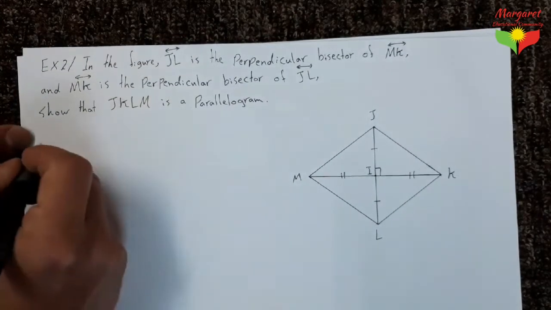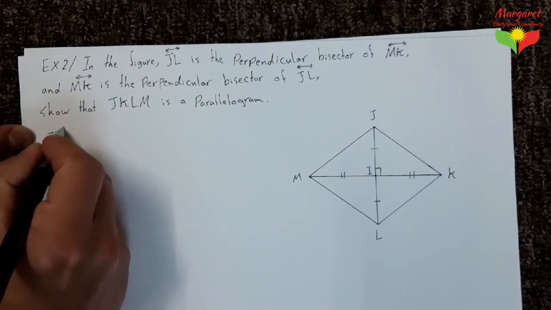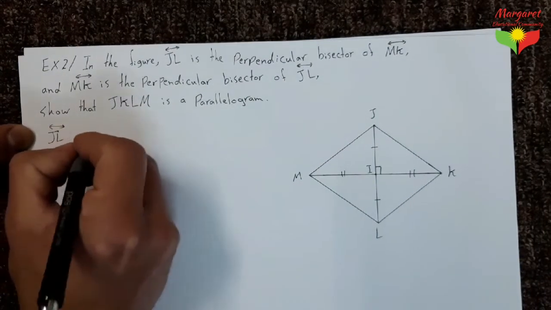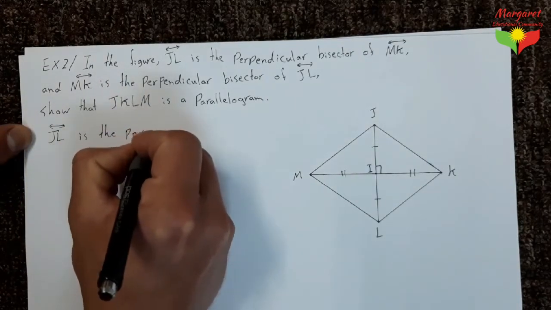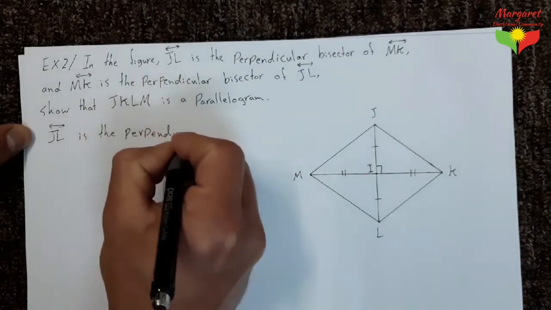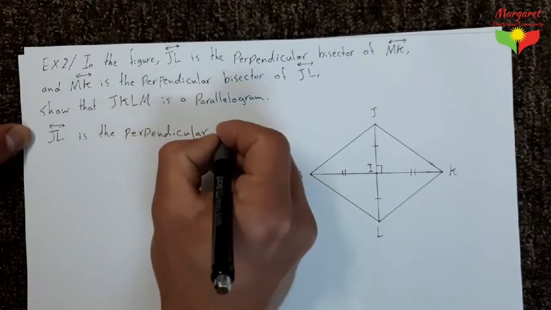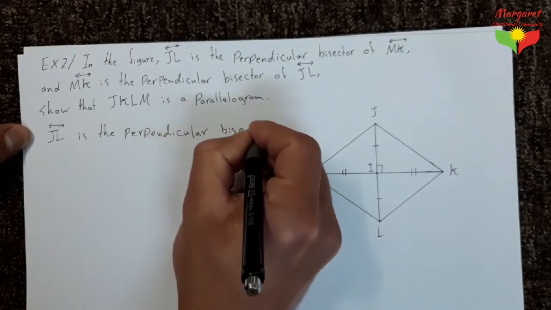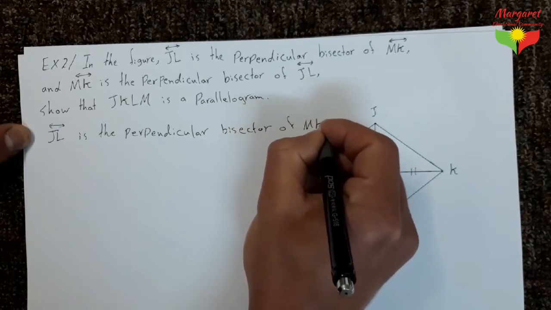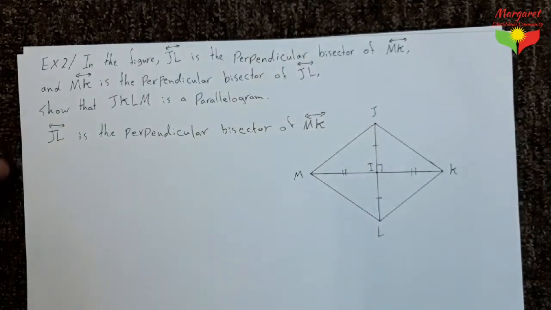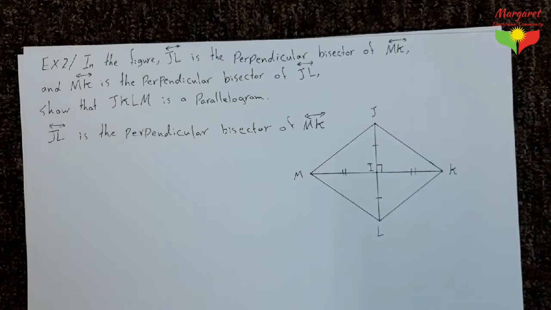Given that JL is the perpendicular bisector of MK. And if you remember, in the previous lesson we said that the perpendicular bisector of a line segment is a perpendicular to that segment which passes through its midpoint.